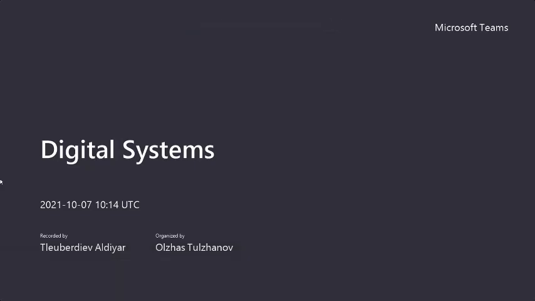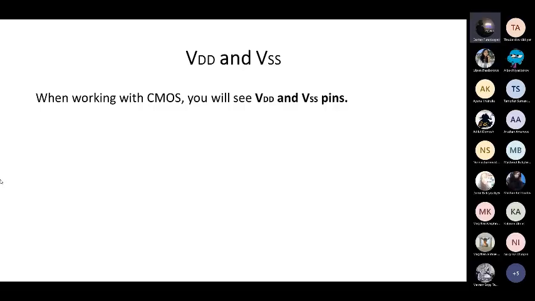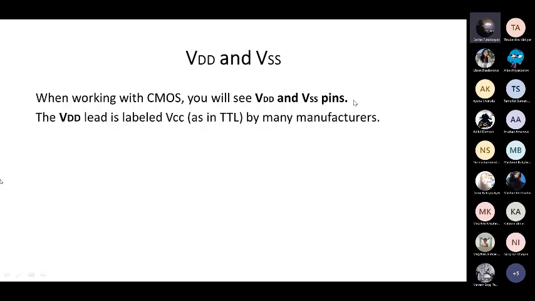When we work with Multisim, you use VCC as a power terminal, right? That gives us 5 volts, and we also use ground. But for CMOS, sometimes you will see VDD and VSS pins. So what is that? When a VDD pin is labeled, it means VCC as in TTL by the manufacturer. So it just gives us some positive terminal.